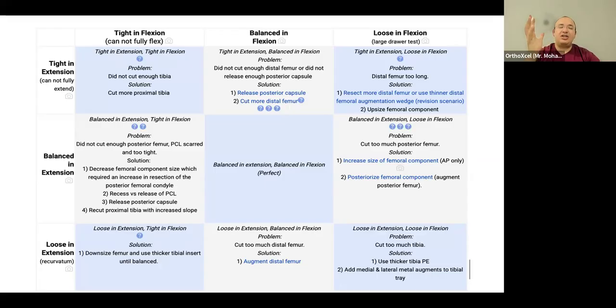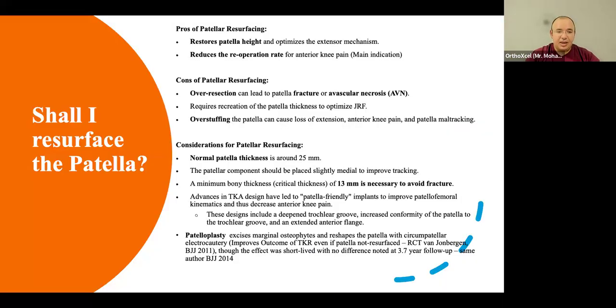If you imagine where you cut in the femur distally and posteriorly and the tibia, and what structures are working on the tightness, it will be very easy to remember.